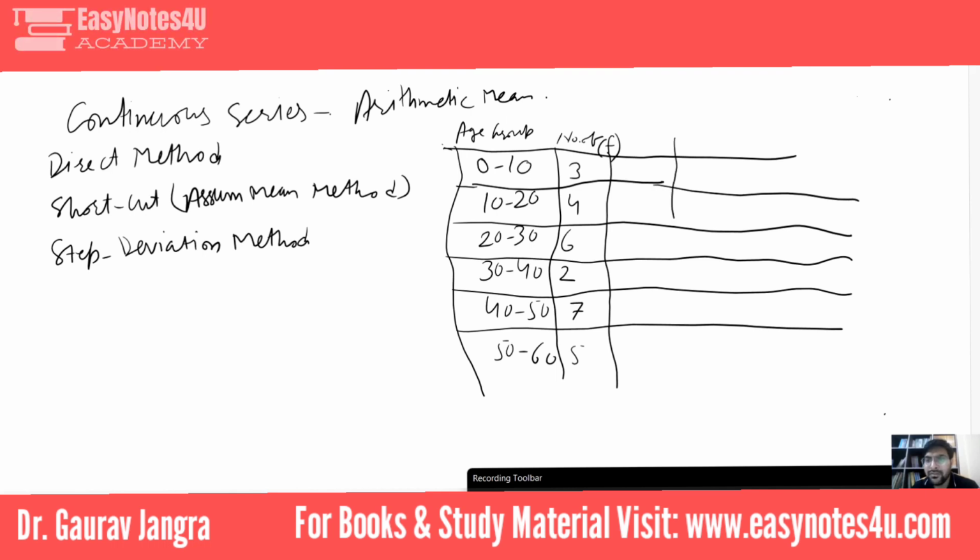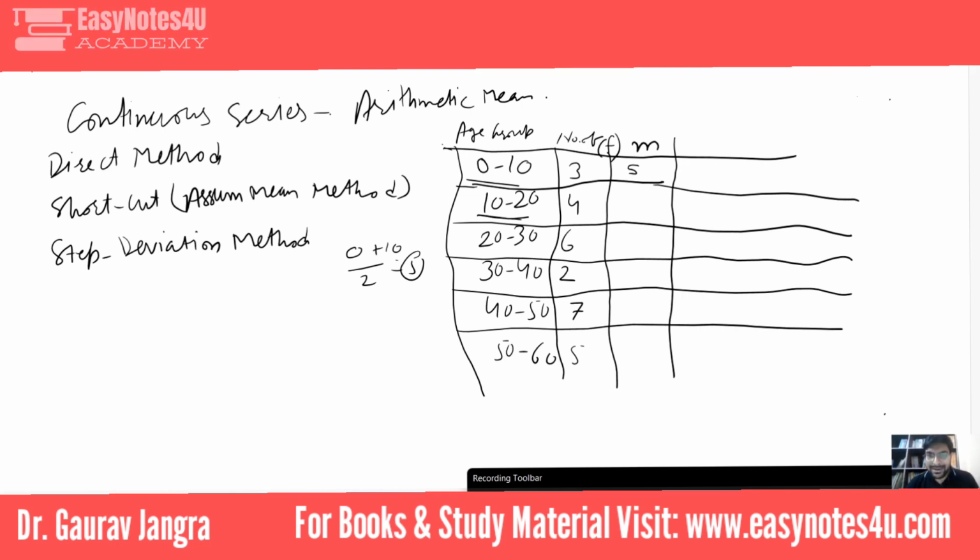Okay, so first of all, we have to calculate the midpoint for every interval class. This is an interval class, this is an interval class. So we can calculate the midpoint. For the midpoint, we calculate the lower limit 0 plus the upper limit divided by 2, so it will be 5. The middle point of that age group, I have denoted the middle point by m, so it will be 5.